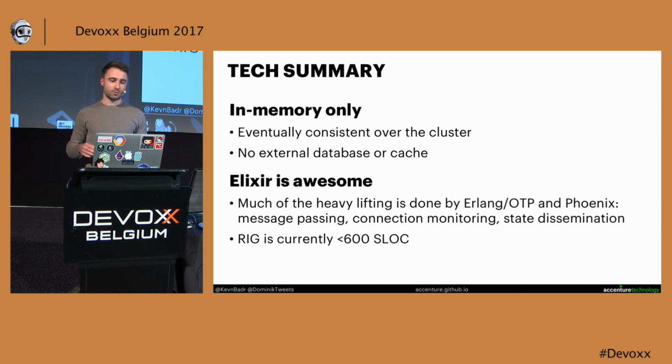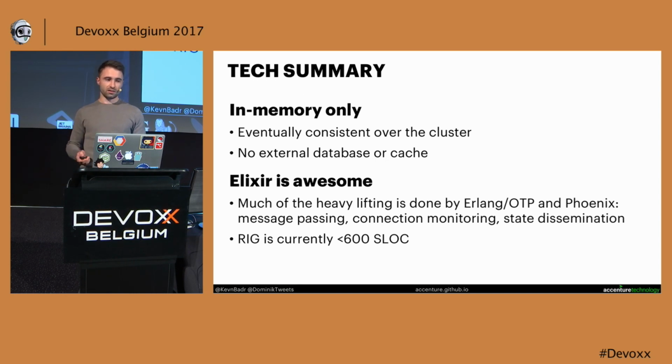And I also want to point out that I know this is a Java conference, but I still think that Elixir is awesome to build software in. I mean, it's probably not for every kind of project, but for a project like this, it's just perfect. We managed to implement all the features that we wanted to have for our 1.0 release in less than 600 single lines of code. And this is because much of the heavy lifting is done by the underlying virtual machine and Erlang and OTP, that's the Erlang framework, and Phoenix and all that kinds of stuff.